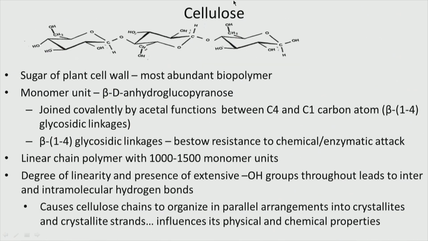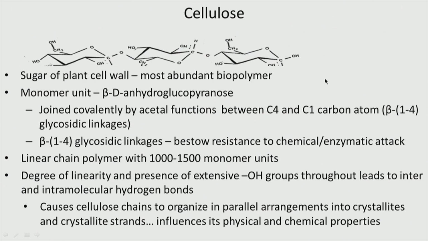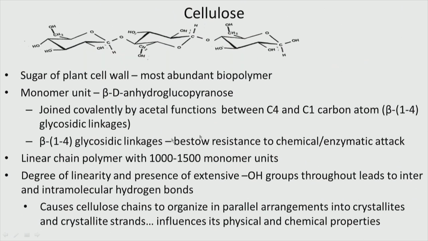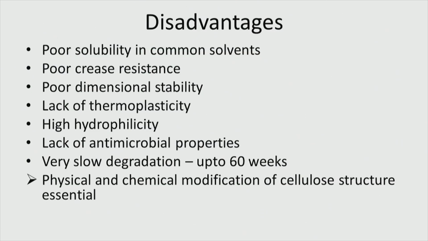So, the degree of linearity and the presence of extensive OH groups, a lot of OH groups, leads to inter and intramolecular hydrogen bonds. So, we can have a lot of inter and intramolecular bonds. It ends up being crystalline in a parallel arrangement. We can have one chain, another chain, another chain, so it becomes crystallized. So, it influences its physical and chemical properties. It is widely found, it is crystalline in nature, with a lot of OH groups, so it forms very good hydrogen bonds.